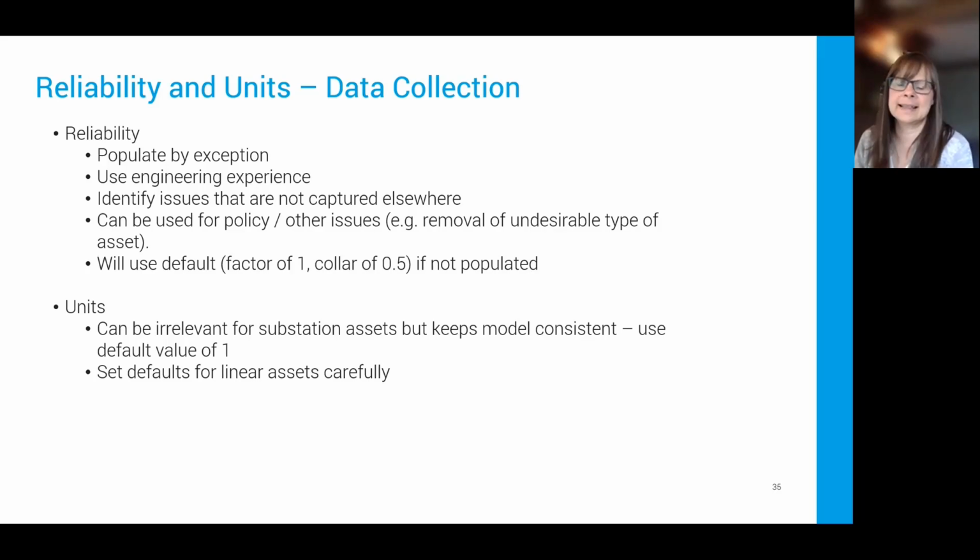And then the units is again set to a default value of 1 for most assets. You need to think carefully about your linear assets. I think probably overhead lines, there's probably an approximate default that you can set for those. Cables are usually a bit more tricky because you tend to chop those up into smaller or bigger sections.